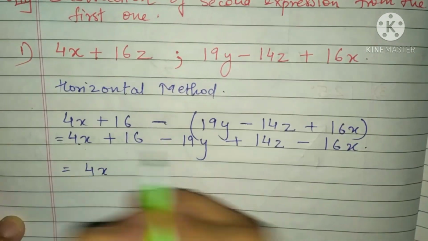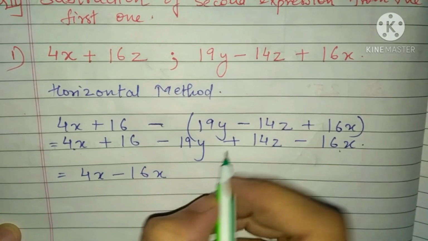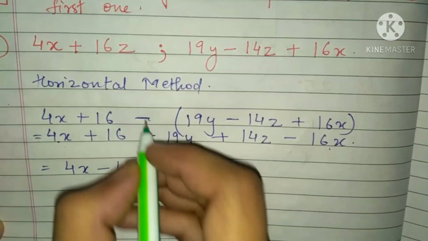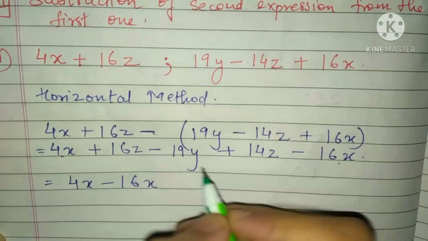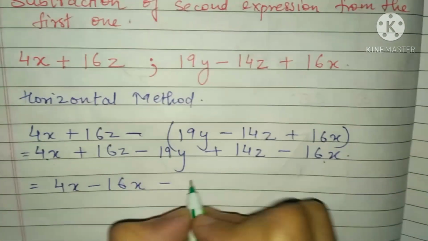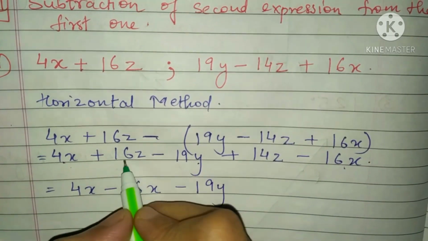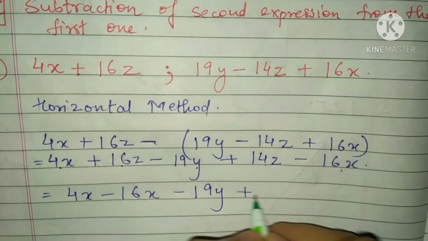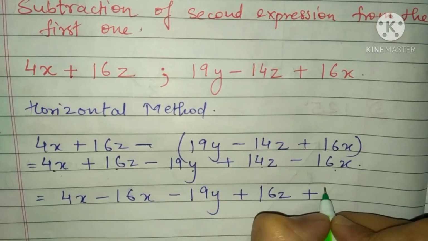See, 4x, we have to collect the like terms together now. 4x minus 16x. See, I have forgotten 16z is there in the question, I have just written 16, minus 19y, and plus 16z is a like term with plus 14z. Okay.